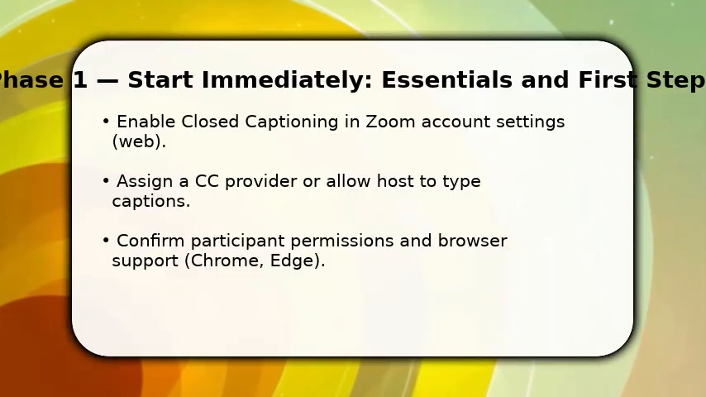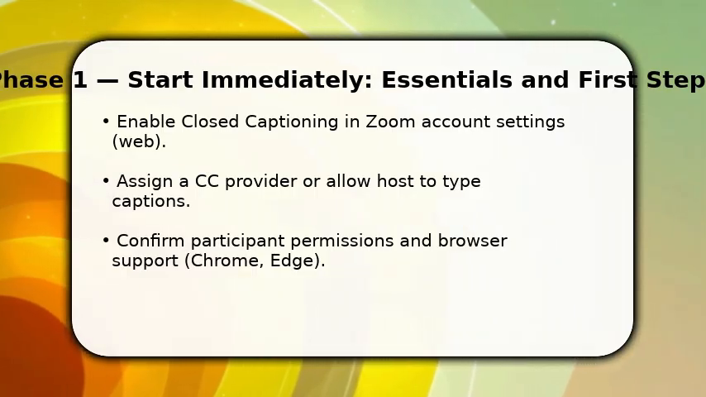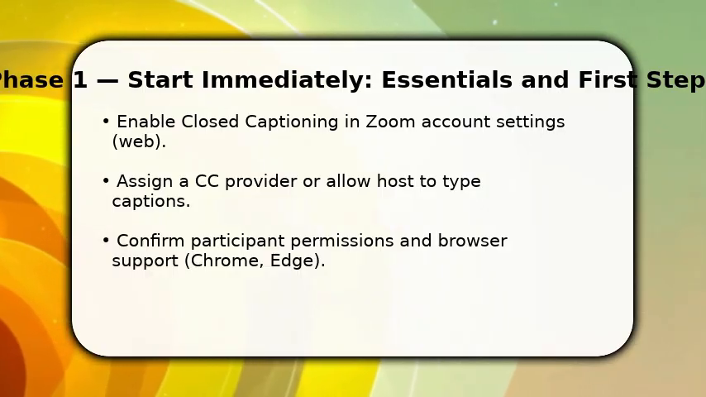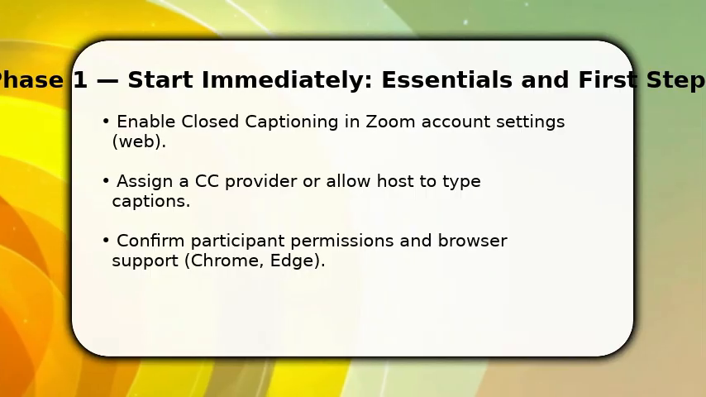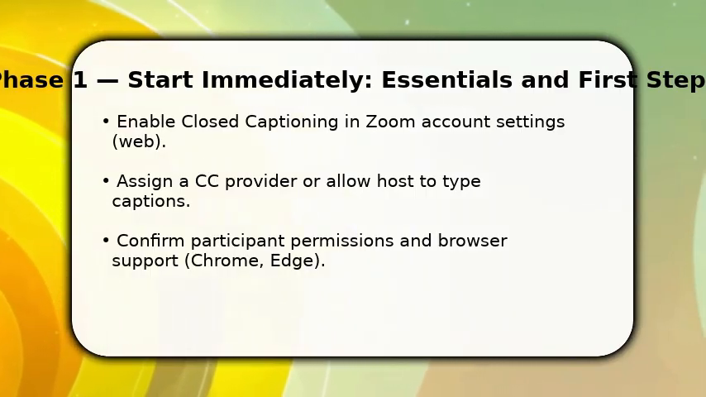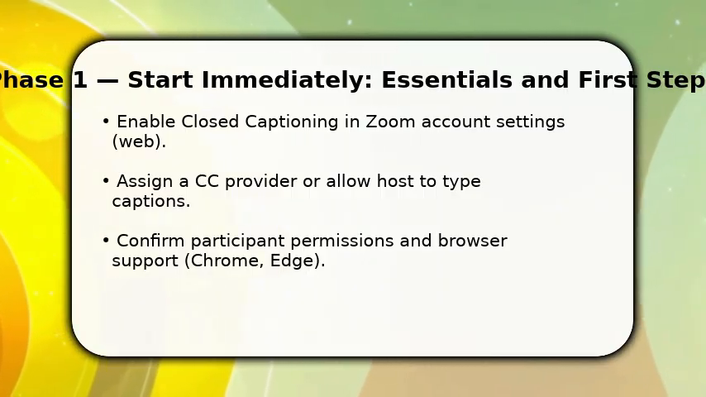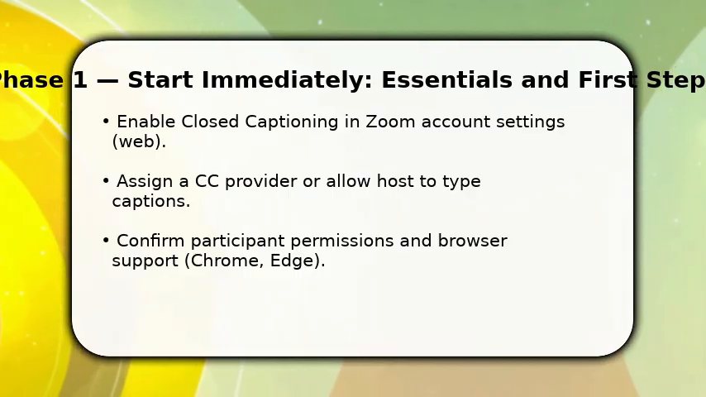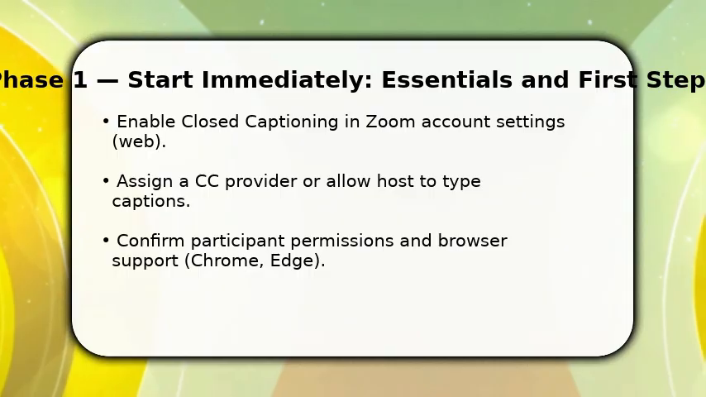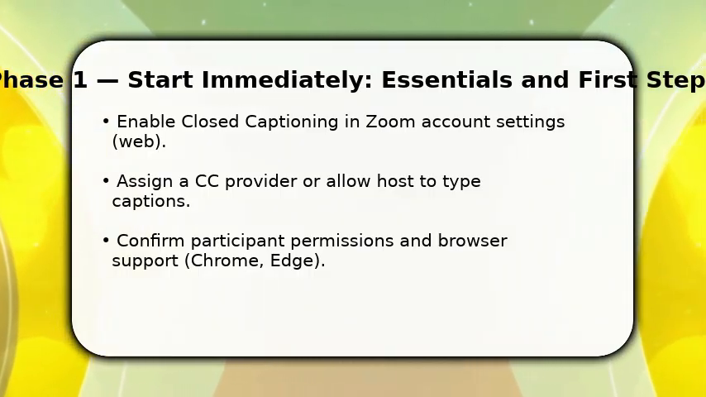You start by turning captions on in the Zoom web portal because the meeting level toggle won't appear until account features are active. Once done, choose whether Zoom will auto-transcribe or a designated participant or third-party service will supply captions. This affects accuracy and latency. Make sure participants join on supported browsers or the Zoom desktop client, and verify permission settings so the host can assign a captioner. This prevents delays once the meeting begins.